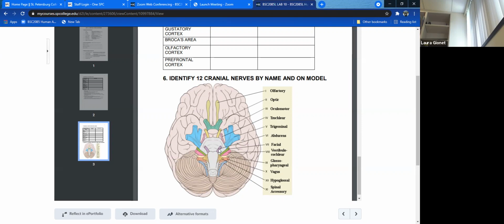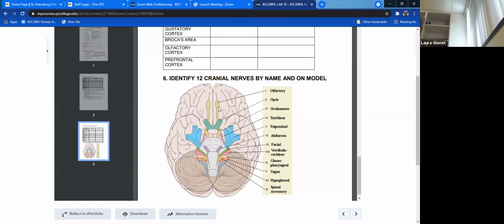Then we have abducens, which is cranial nerve 6. We have facial, which is cranial nerve 7. We have the vestibulocochlear nerve, which is cranial nerve 8. And then 9 and 10: we have glossopharyngeal, vagus, and spinal accessory. They sort of form an arc from midline going out laterally.